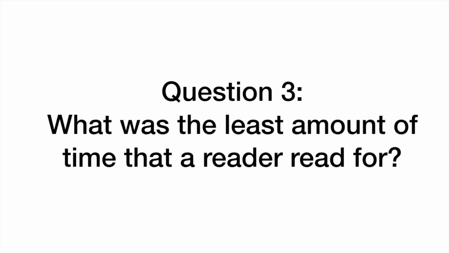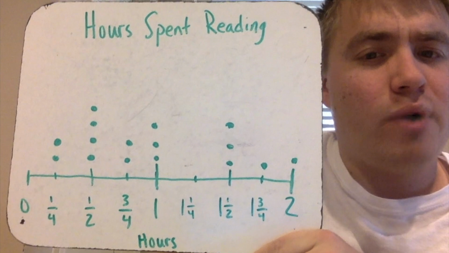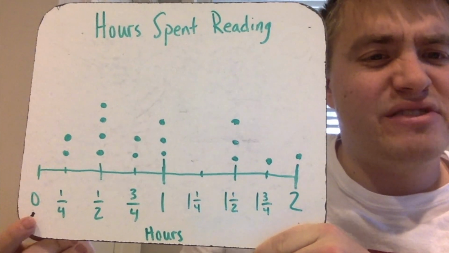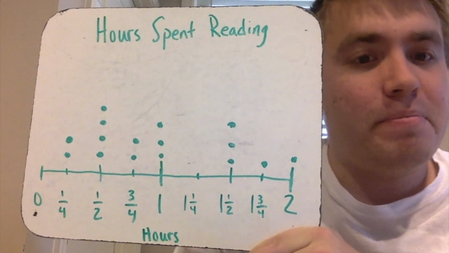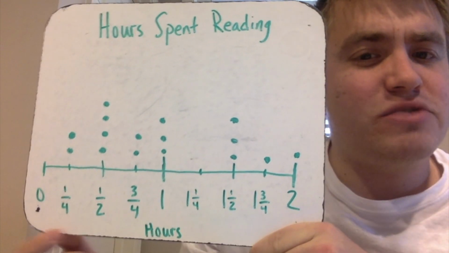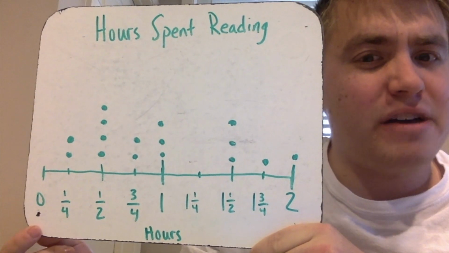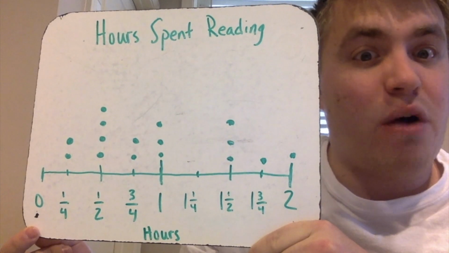Question 3 asks, what was the least amount of time that a reader read for? Let's take a look. Well, I know that down here is 0 hours. Thankfully, no one didn't read at all. Up here is 2 hours. Looks like one person read for 2 hours. So what I need to do is look at the bottom of my number line and see where the least amount of hours were read.